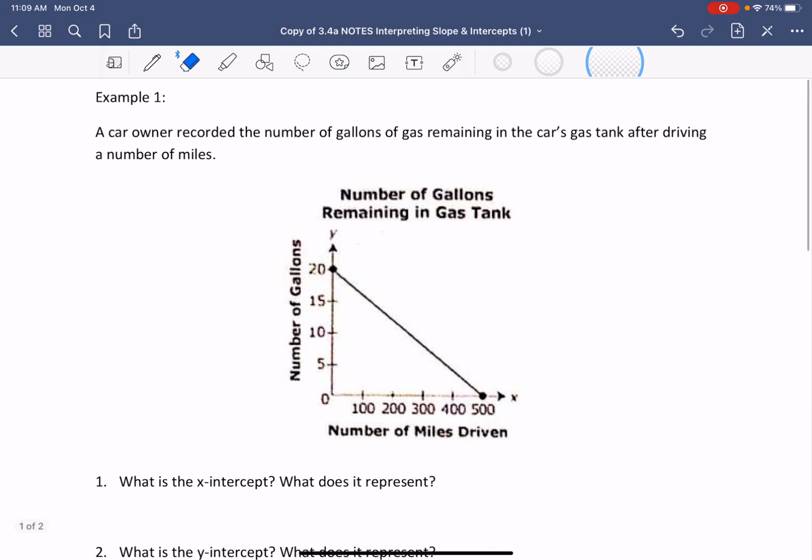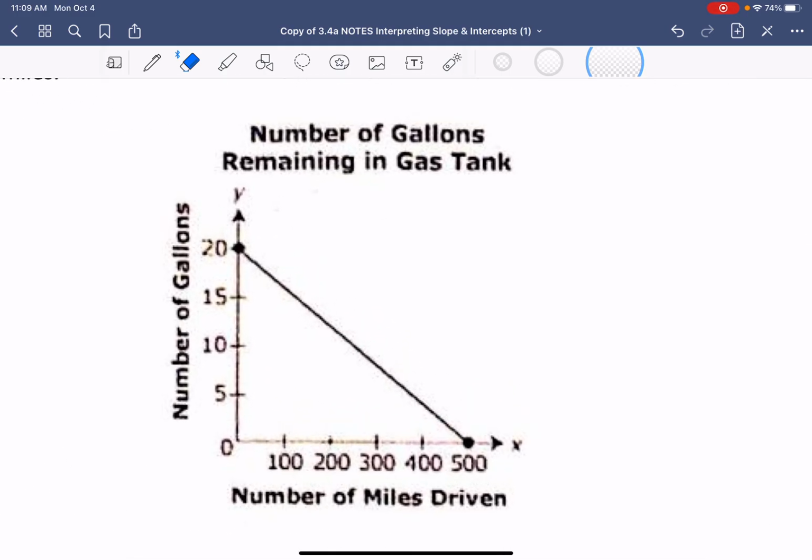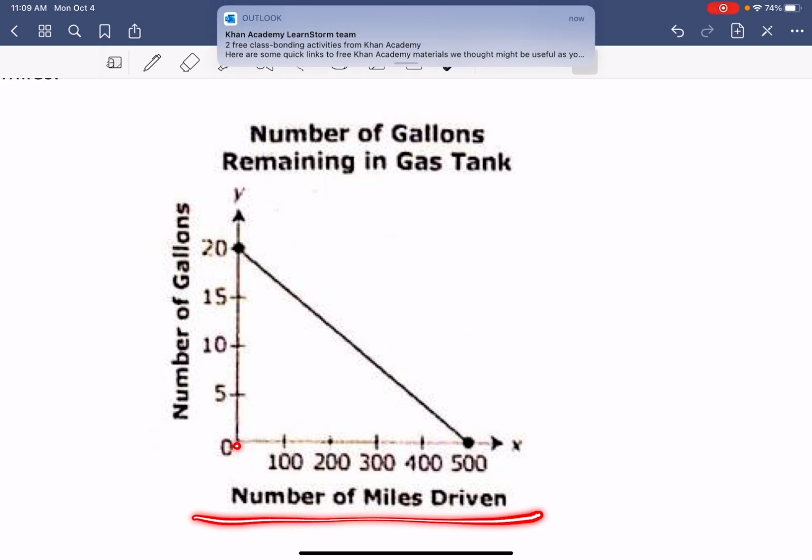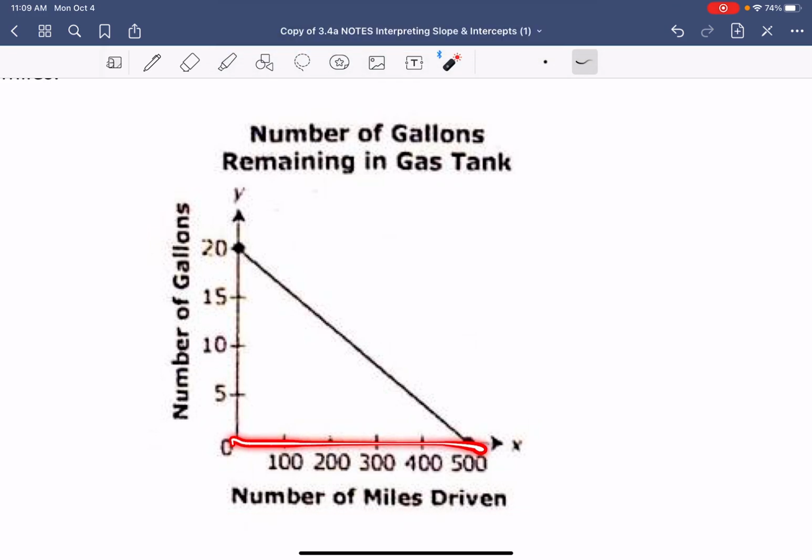Okay, so a car owner recorded the number of gallons of gas remaining in the car's gas tank after driving a number of miles. So if we're looking at our graph right here, we have the number of miles driven on the x-axis because that is our independent variable, and notice it goes from 0 to 500. The number of gallons is on our y-axis, and it is our dependent variable.